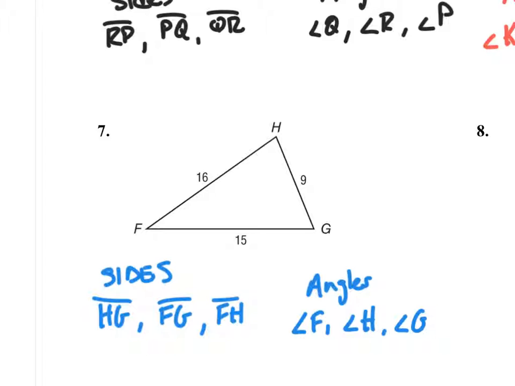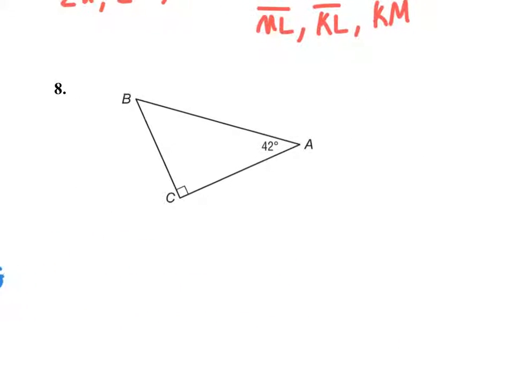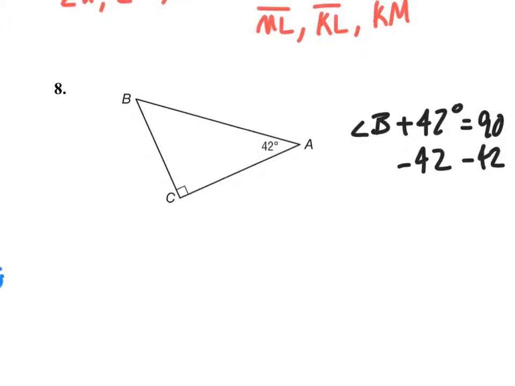All right, let's take a look at the next one, number 8. In this triangle, I've got a 90-degree angle here. This is 42 degrees. I want to find angle B, and I would say that angle B plus 42 degrees is equal to 90. I could use the whole 180 concept, but because this is a right triangle, these two angles have to add up to 90. They're complementary. So I'm going to subtract 42 from both sides, and I get that angle B is equal to 48 degrees.